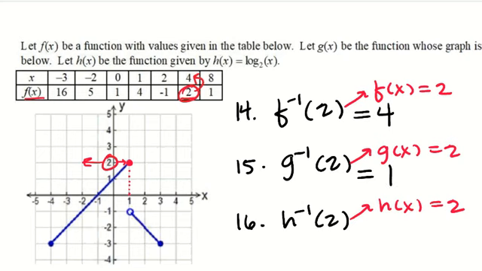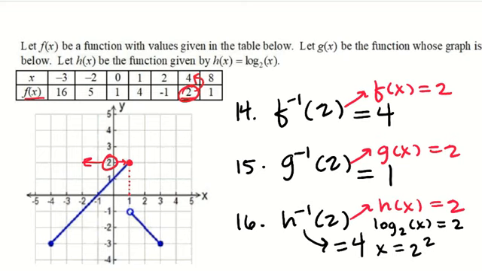Okay. H of x is an equation, so I'm going to need to just set up for some algebra. So I've got log base 2 of x is equal to 2. You could take 2 to both sides' powers, which I would expect you would do. And so I would get x equals 2 to the 2, which is 4. And that's us evaluating inverses.